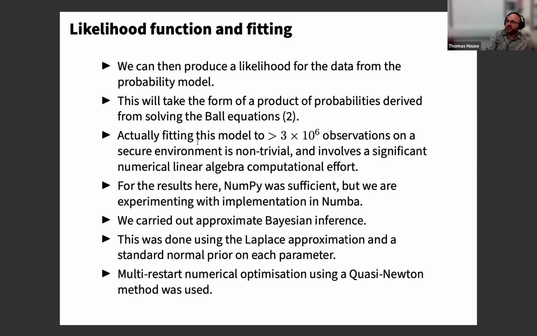Okay, so we can produce a likelihood from all of that. We solve the ball equations. Actually fitting to over 1 million observations is difficult, so you want to solve that matrix equation quickly, and it wasn't possible to do MCMC, so we did approximate Bayesian inference using the Laplace approximation, which is again straight out of the 1980s.